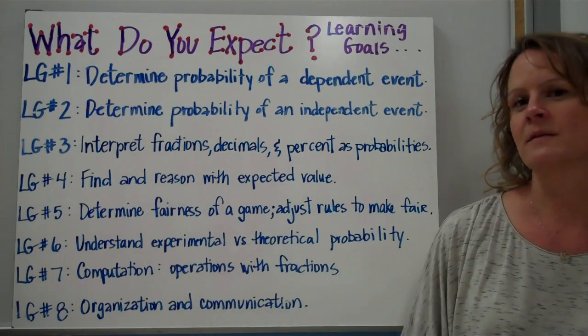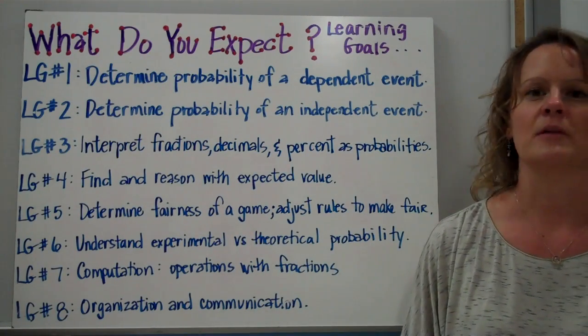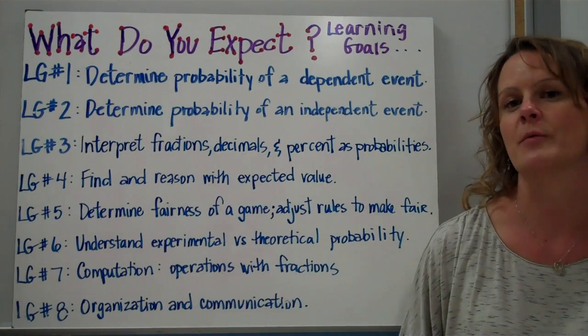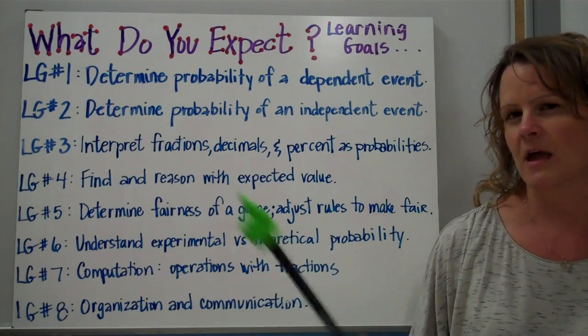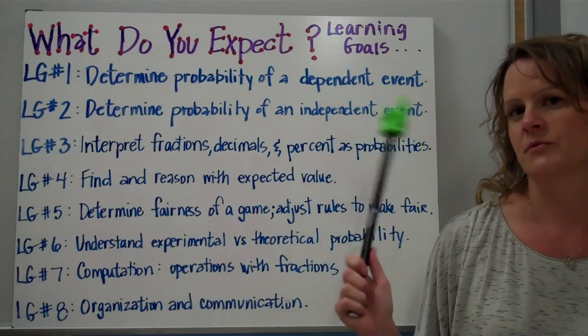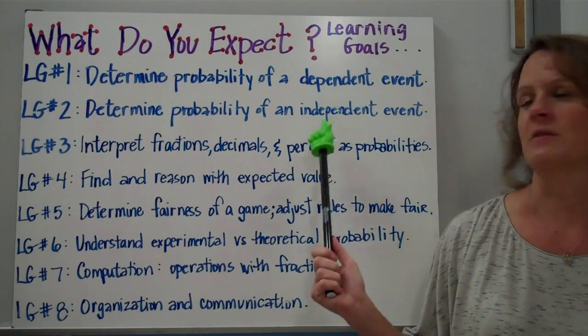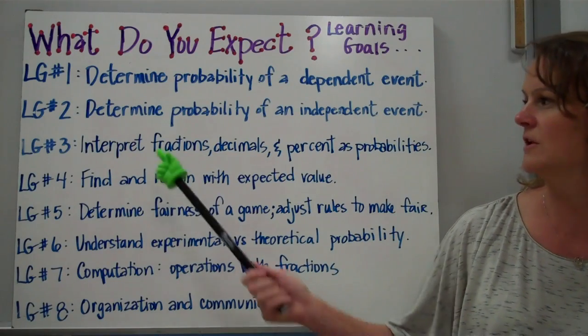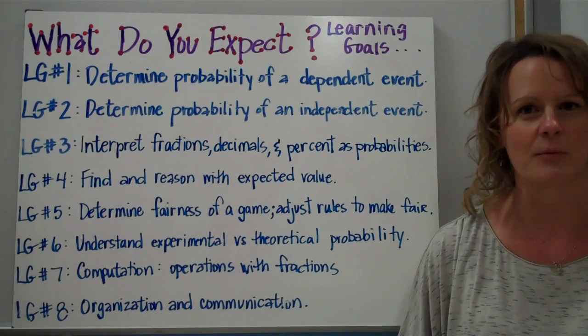So learning goal number 1 deals with determining the probability of a dependent event. And learning goal 2, a little different, determining the probability of an independent event. And you'll understand as you work through this unit the difference between those two different types of events. Learning goal 3, you're going to interpret fractions, decimals, and percents as probabilities.